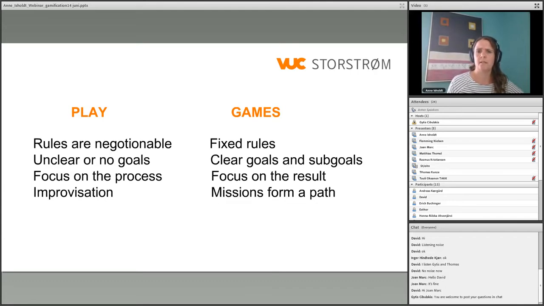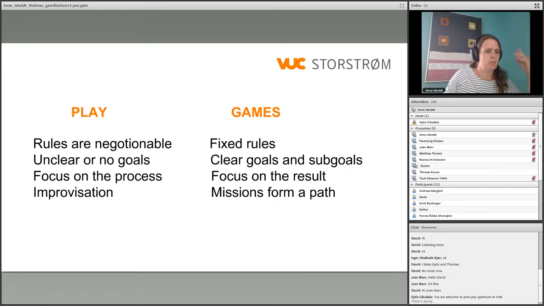On the opposite hand, when you have a game, you have a fixed set of rules. You have clear goals. You will always know what is expected of you. And most of these goals will also be divided into sub-goals. So the focus is on the result, but not only, of course, it's clearly tied to the process also, but you will always have the result in the perspective somehow. And the missions or the different goals in the game will form a path, so you can't just improvise. You can't make up a new goal as you go along, for example.